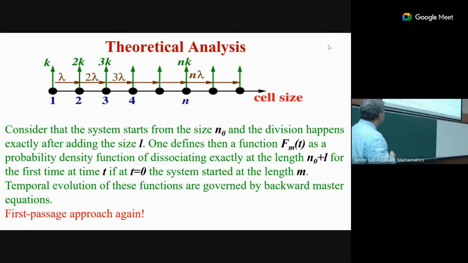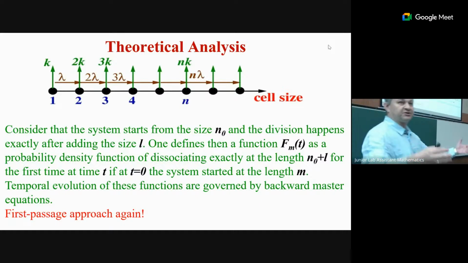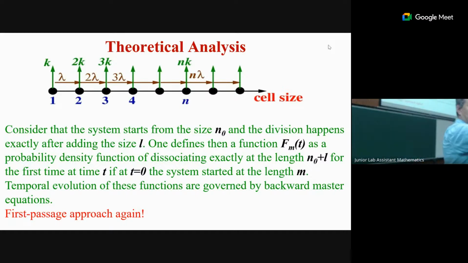So let me repeat again. I'd like to know the time. Suppose I start in state 3, and suppose it's my time 0. That was my original size. And I would like to know the dynamics to divide exactly at n. Okay. And clearly, this is the first passage problem. This is when for the first time your system disappears from this state.